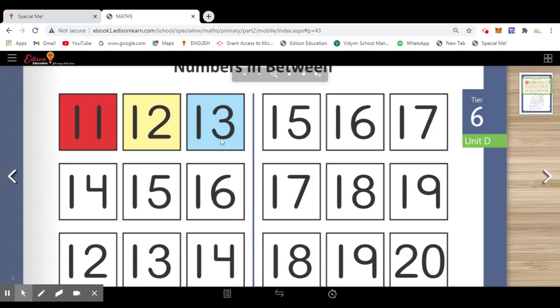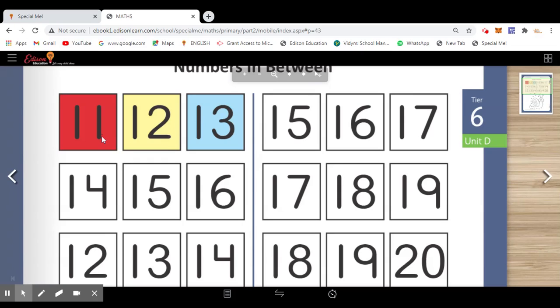There comes number 13. 12 से पहले क्या आता है? Number 11. And 12 के बाद क्या आता है? Number 13. So middle number is 12. Which is a number in between 11 and 13? 12. 12 is in between.